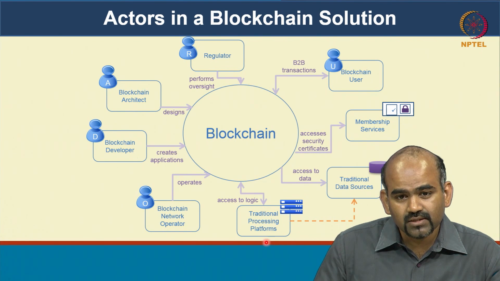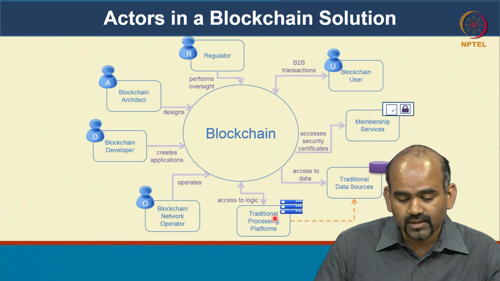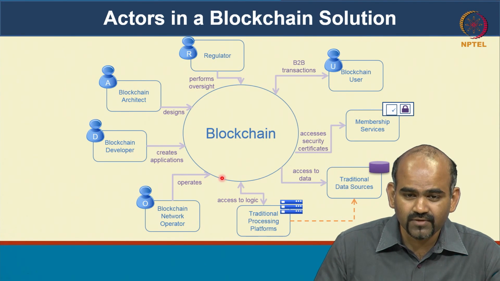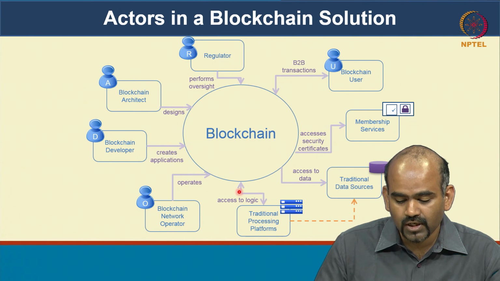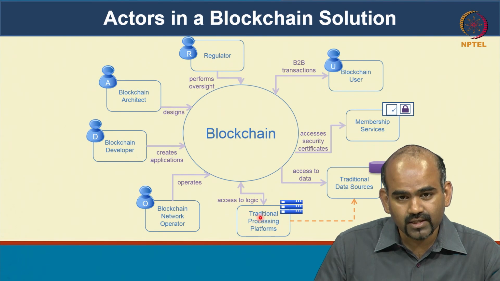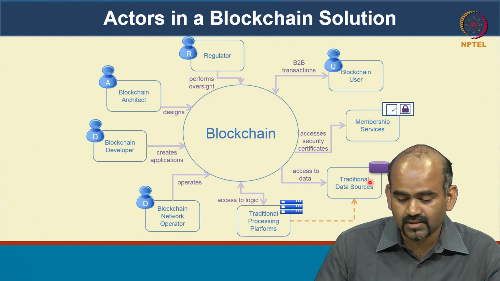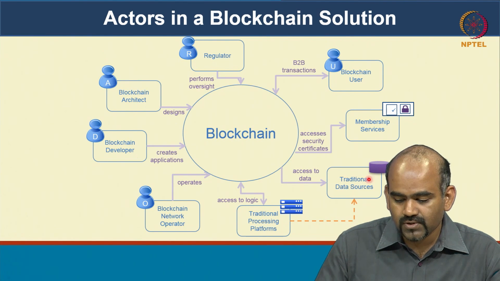There may be traditional processing platforms. There may be other systems of record that the blockchain connects to and might get information from and send information to. Those are traditional processing platforms. There could be data sources. There could be external databases that are also part of the overall solution. So those are part of the overall solution as well.